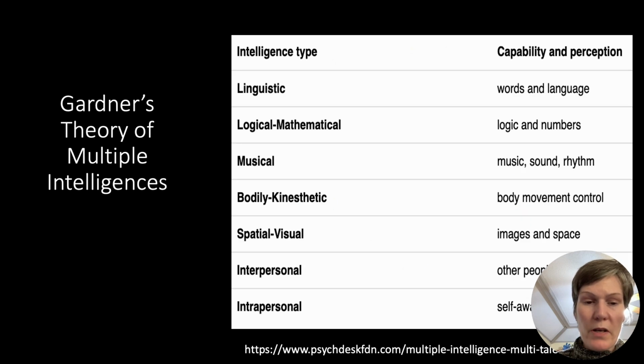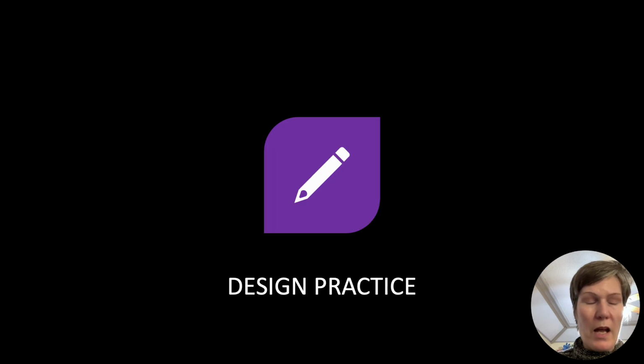In Gardner's theory of multiple intelligences, we have various modes of learning, such as linguistic, musical, bodily-kinesthetic, interpersonal, and spatial, which show up in different forms in the design studio.